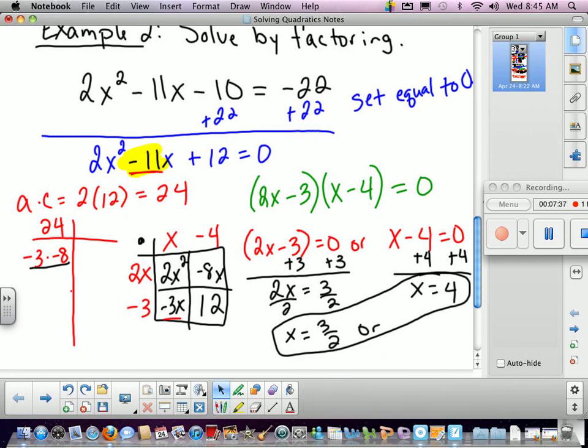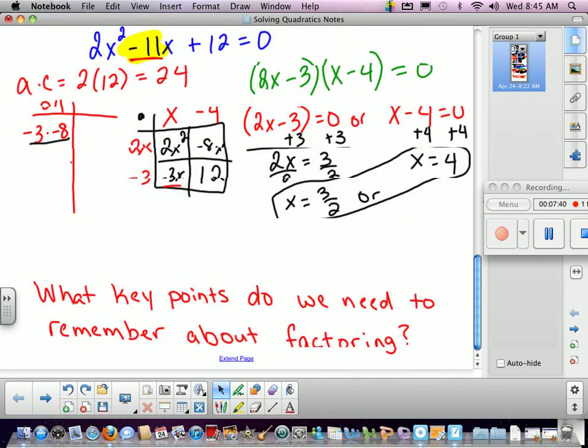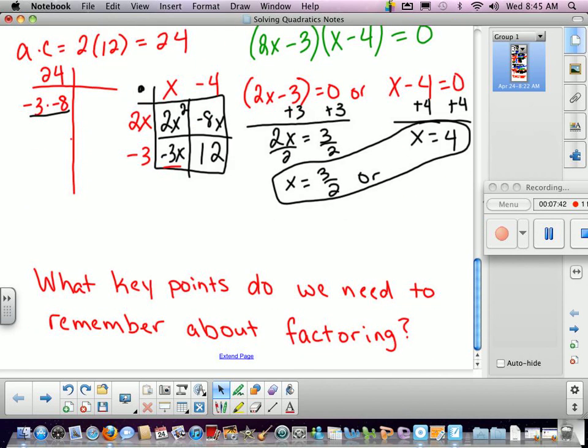Again, we can check that by substituting back in. One last thing I want you to think about: what key points do we need to remember about factoring? Think about that and we'll discuss that in class tomorrow.